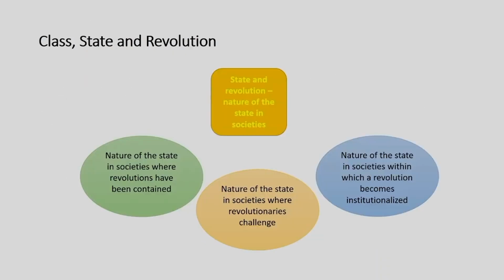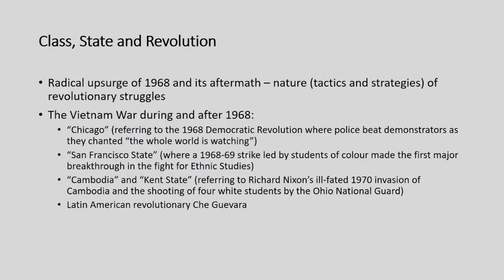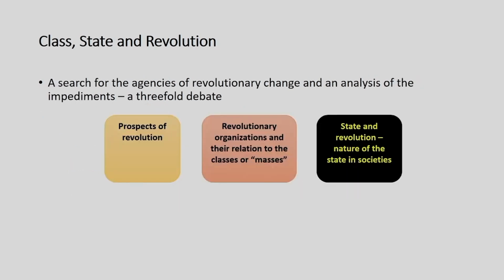Okay. In the last class, if you slightly recall, we have discussed in the context of Shanin's Class, State and Revolution, how the radical upsurge of 1968 and its aftermath, in terms of the nature of revolution, the tactics of revolutionary struggles, the strategies of revolutionary struggles and so on, and the Vietnam War during and after 1968, a search for the agencies of revolutionary change and an analysis of the impediments that provided the crux of a threefold debate in the form of prospects of revolution and the search for a revolutionary class.